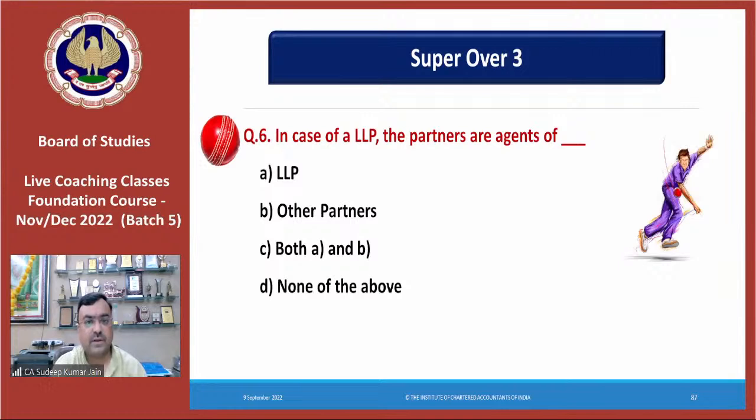Six, in case of LLP, the partners are agent of LLP, other partners, both A and B, none of the above. Before going for the break and taking the answer of these super over, I'm just taking a quick revision of section 23, 27, 28.